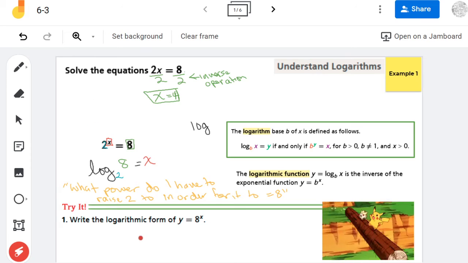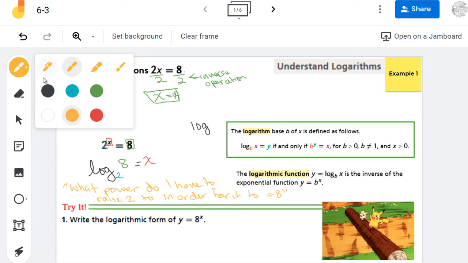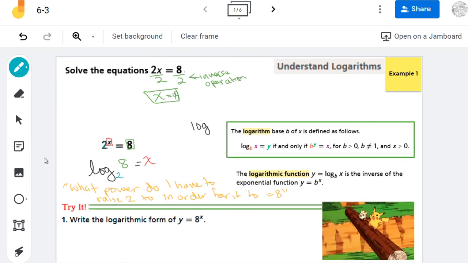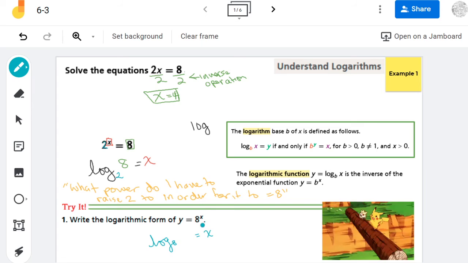Let's try another one where we are now writing this equation in logarithmic form. Again, you start with the word log. The base of the exponent becomes the base of the log. And the exponent is whatever the log equals. The thing that's left goes inside the log. So this is log base 8 of y equals x.